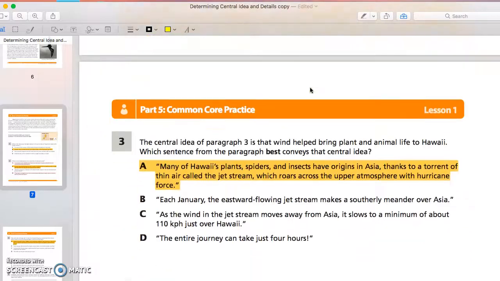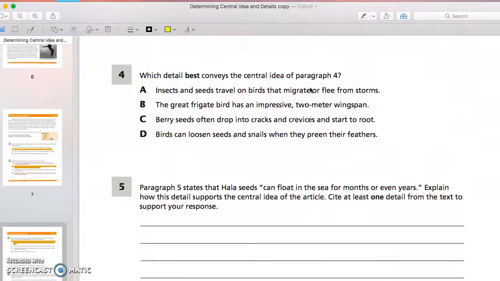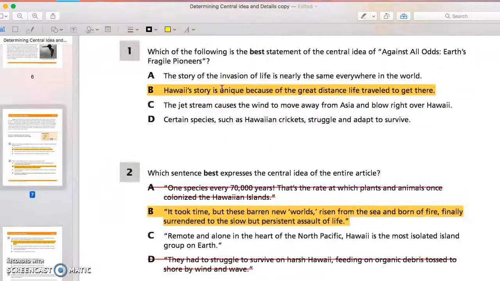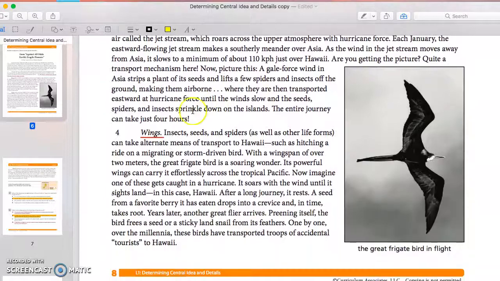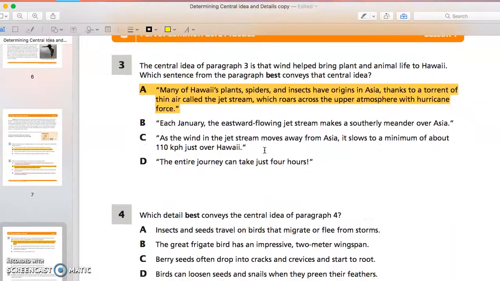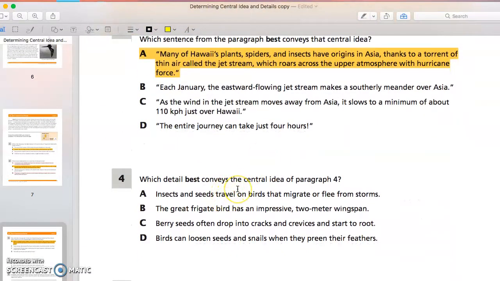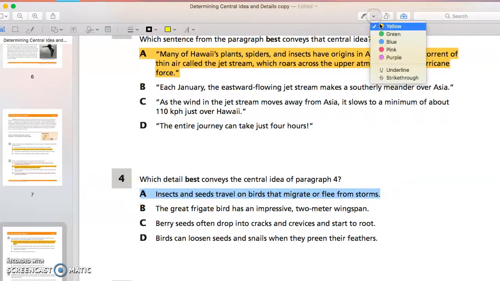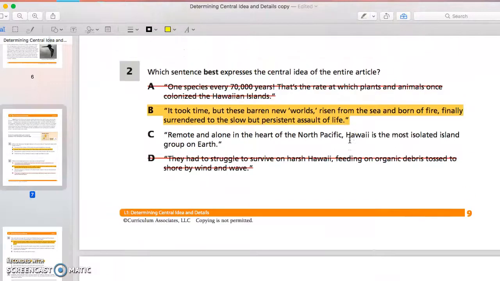Alright, last one. Which detail conveys the central idea of paragraph 4? Insects and seeds travel. Well, which one's paragraph 4? Insects, seeds, and spiders. Okay. It does say insects and seeds, but it doesn't talk about spiders. But yeah, it's how they travel on birds that migrate or free flow. It's not about one bird. It's not about one berry. So yes, say A. We're not just talking about one, it's a main idea, so it's going to be multiple animals and plants.